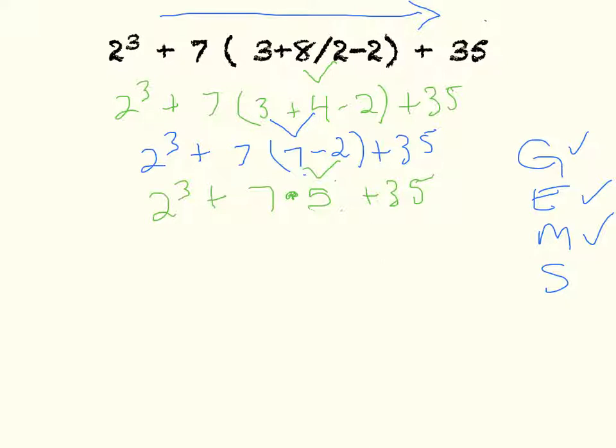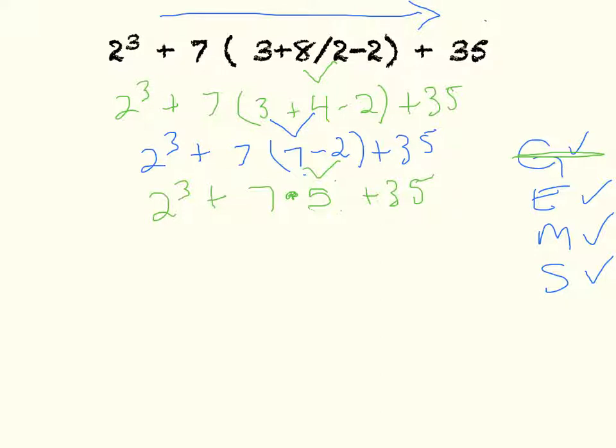So now I've done everything inside my parentheses. Now I go back and look at my GEMS. Well, I know all my grouping is taken care of, so now I can cross out grouping. Now I'm going to look for exponents. Do I have an exponent in my problem? The answer is yes. I've got an exponent right here. So I need to solve for this first.